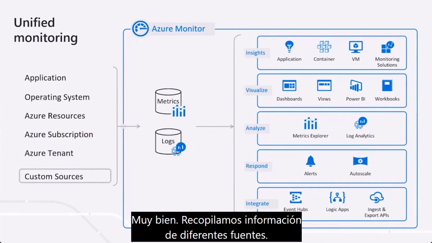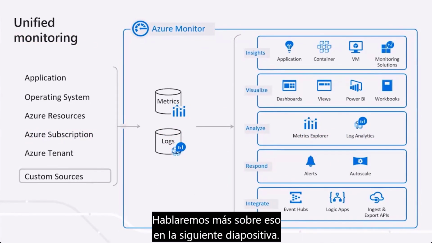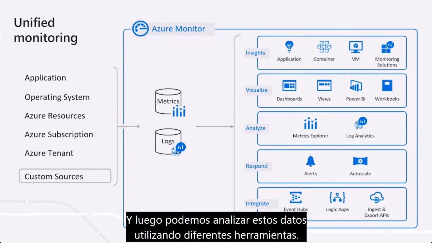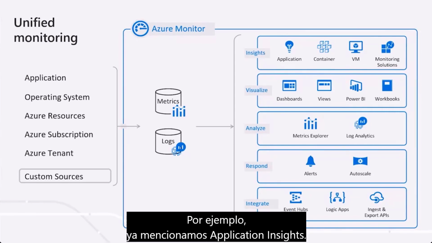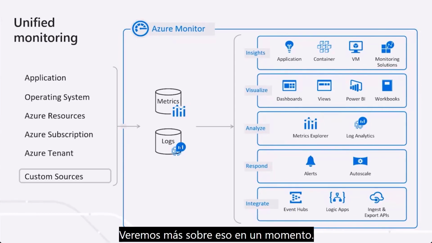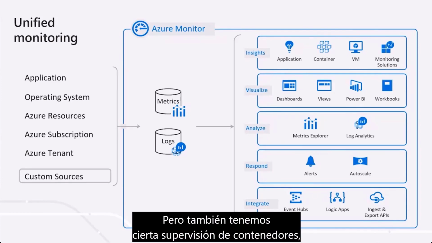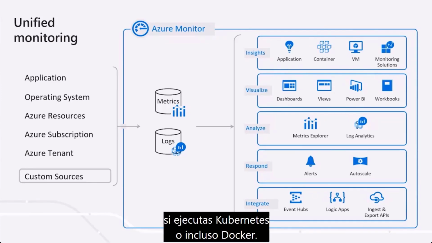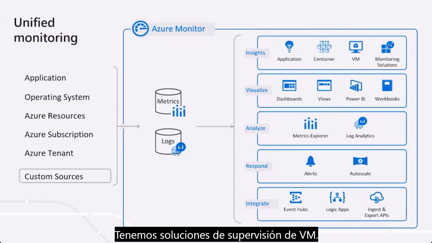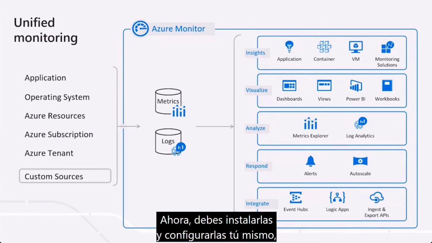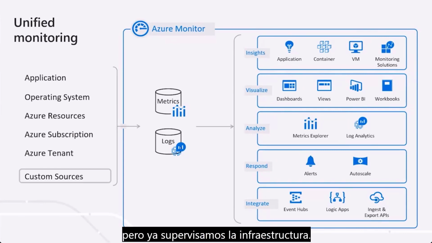All right, we collect information from different sources. We'll talk more about that in the next slide. And we then can analyze this data using different tools. For example, we already mentioned Application Insights. We'll see more about that in a moment. But we also have some container monitoring if you are running Kubernetes or even Docker. We have VM monitoring solutions. Now, of course, you need to install and configure those yourself, but we already monitor the infrastructure.